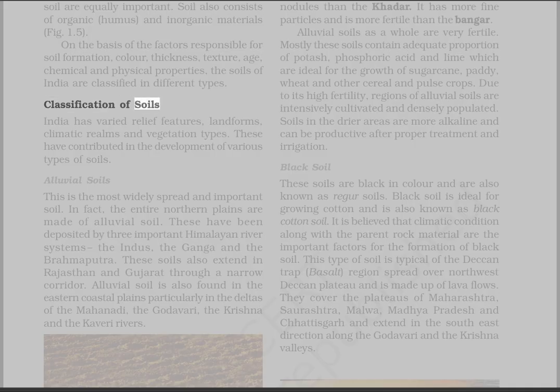Classification of soils. India has varied relief features, landforms, climatic realms, and vegetation types. These have contributed to the development of various types of soils. Alluvial soils. This is the most widely spread and important soil. In fact, the entire northern plains are made of alluvial soil. These have been deposited by three important Himalayan river systems, the Indus, the Ganga, and the Brahmaputra. These soils also extend in Rajasthan and Gujarat through a narrow corridor. Alluvial soil is also found in the eastern coastal plains, particularly in the deltas of the Mahanadi, the Godavari, the Krishna, and the Kaveri rivers.